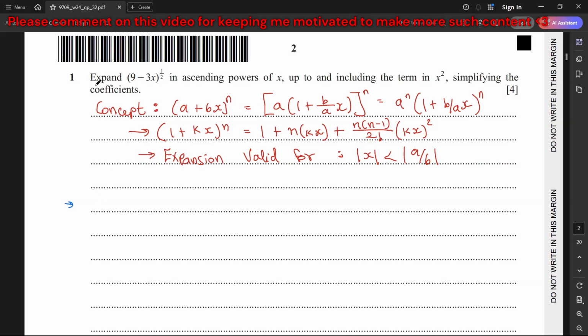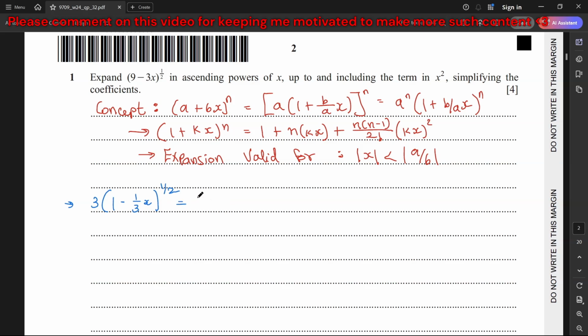So we are having a to the power of n. In our case, a is 9. So 9 to the power of half is 3. And then we are left with 1 plus b by a. So b is minus 3 and a is 9. So I'm left with 1 by 3, and I'm going to have a negative sign because of this negative sign. And then 1 by 3, and then there is an x, and this is having a power of half. So now you can see that the value of k becomes minus 1 by 3 to use this particular formula.